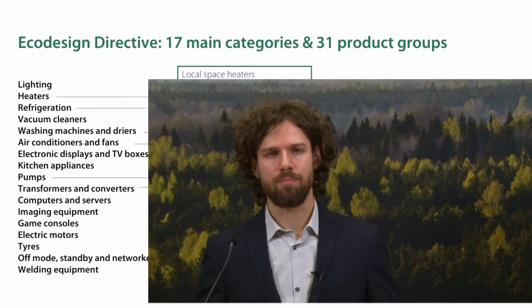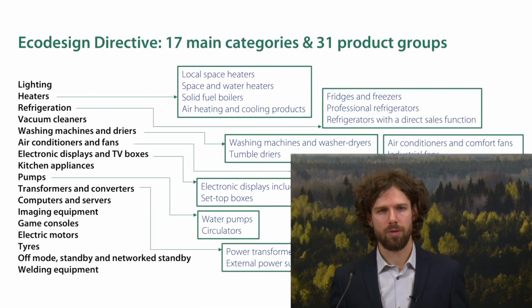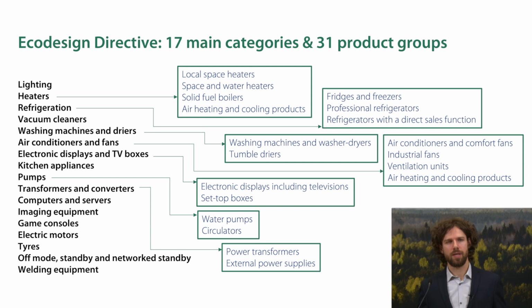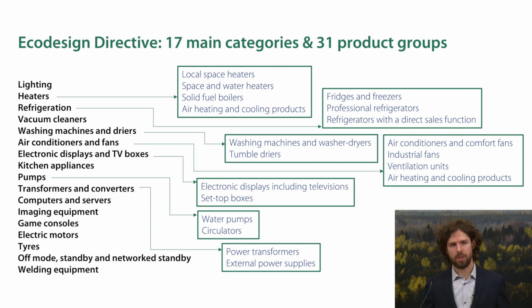So there are 17 main categories in the Ecodesign Directive. All these electric products are put in these main categories, such as lighting, heaters, refrigerators, and some of these categories have multiple product groups. So in total there are 31 product groups, and each of these product groups is made so you can have more specific requirements.